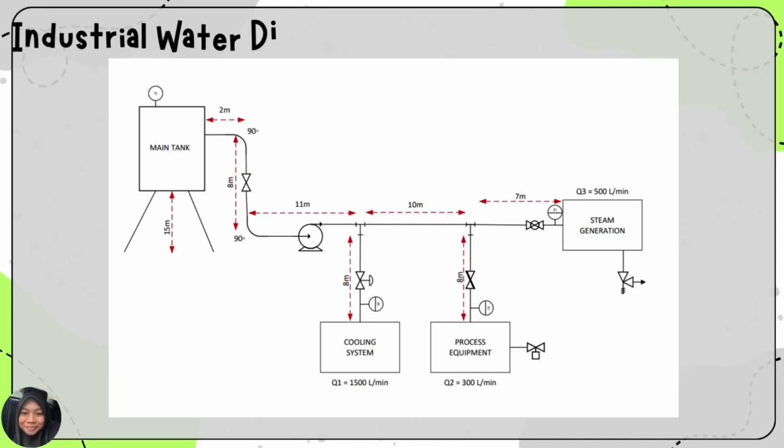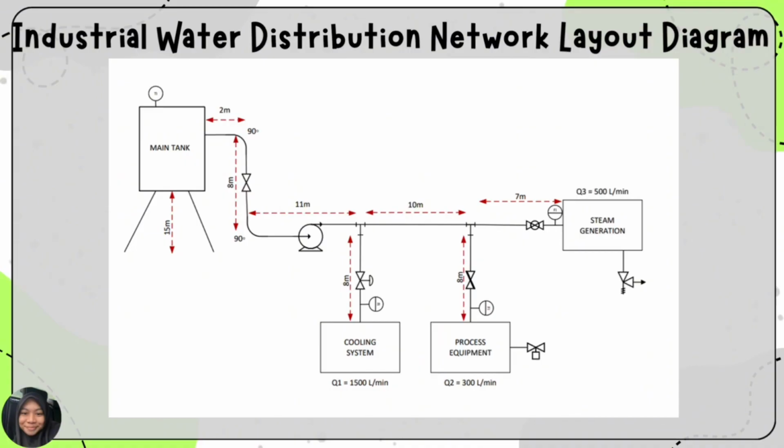So, this is our industrial water distribution network layout diagram. Our design uses one source, which is the centrifugal pump, connected with three branches, which are the cooling system, steam generation, and process equipment. We use 90-degree elbows and tees as fittings in our design. We also use a variety of valve types: a control valve for the cooling system, a ball valve for steam generation, and a butterfly valve for process equipment. The flow rate requirement for the cooling system is 1,500 liters per minute, for process equipment 300 liters per minute, and for steam generation 500 liters per minute.